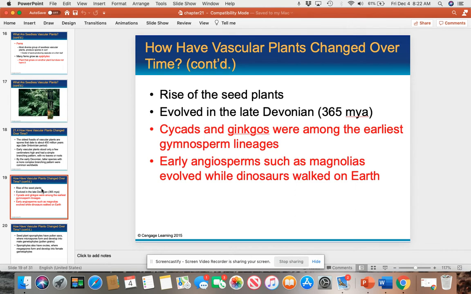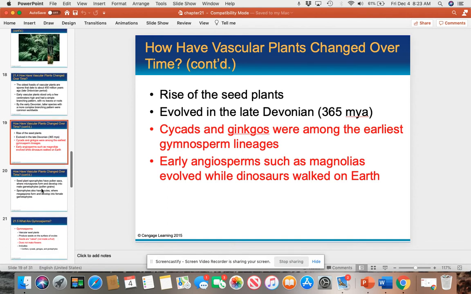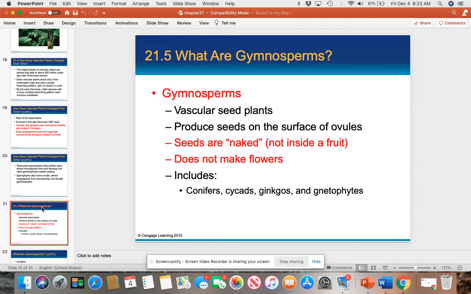We also have some plants that are gymnosperms. They have vascular tissues, xylem and phloem, and they do produce seeds. Your cycads and ginkgos are examples. Your pine trees producing pine cones are also examples of gymnosperms. The seed is actually on the tips of the cones.